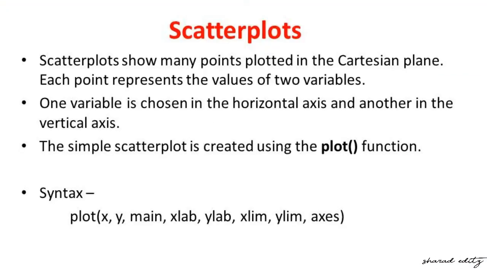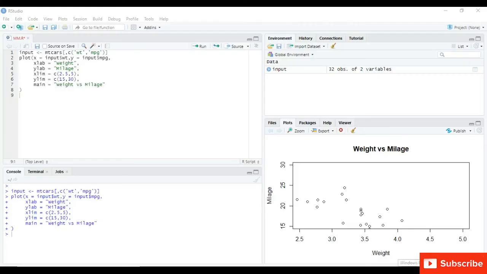A scatter plot shows many points in the Cartesian plane. Each point represents the values of two variables. Here we have used the dataset mtcars available in the R environment to create a basic scatter plot. On the x-axis and the y-axis we have taken the labels weight and mileage. So here we are plotting the graph between weight and mileage.